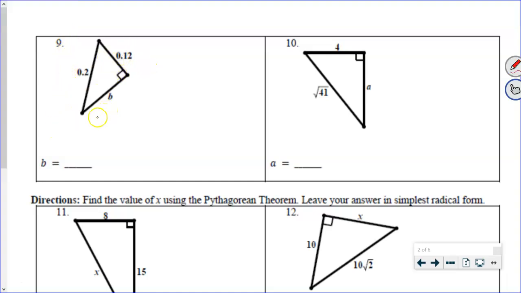Where's the hypotenuse? 0.2 is the hypotenuse. It is the one that is opposite of that right angle. So when I set this up, I have 0.12. That's my leg squared. Plus b squared equals the hypotenuse 0.2 squared.